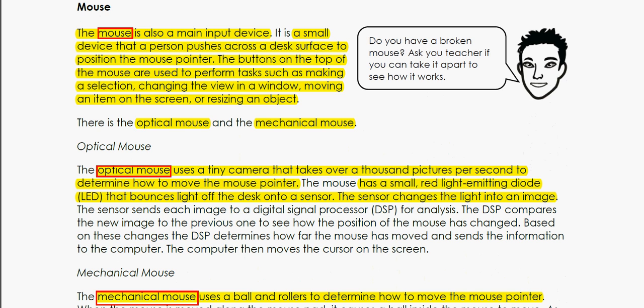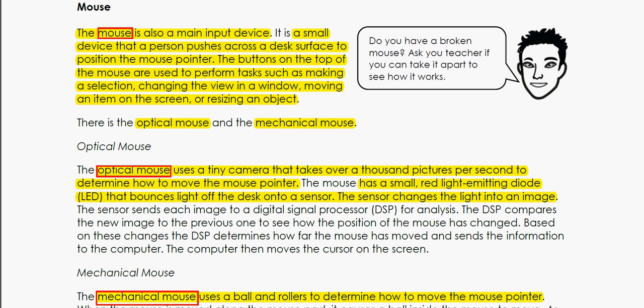Now, the mouse, of course, is another main input device. It's the small device that we use to push across the desk surface and move our mouse pointer, or arrow as we know it, on our computer screens. The buttons at the top of the mouse are used to perform tasks such as making a selection, changing the view, moving an item on the screen, or resizing an object.